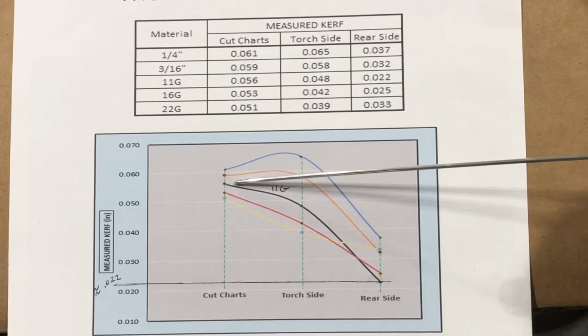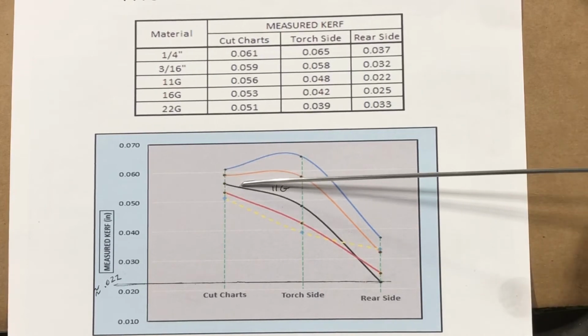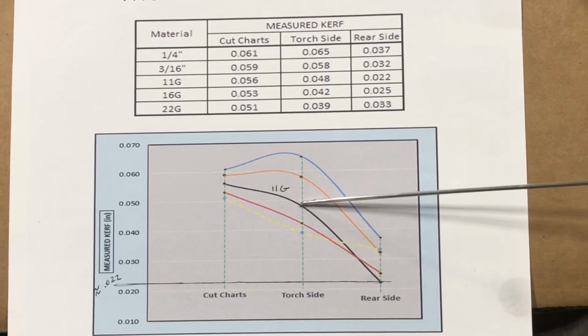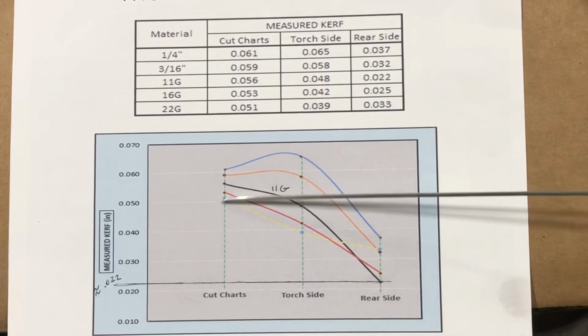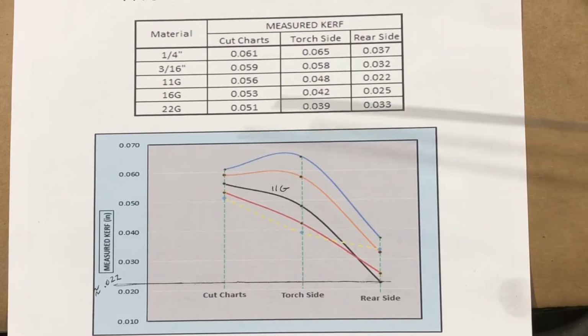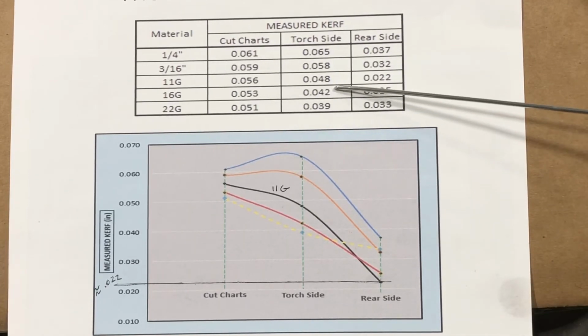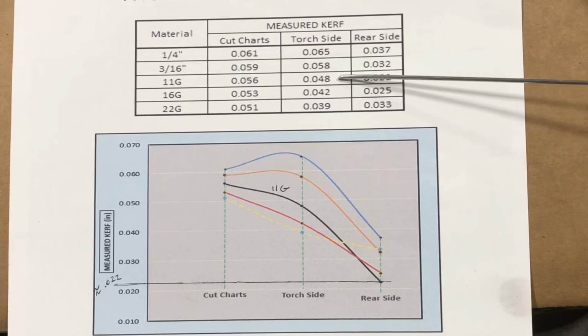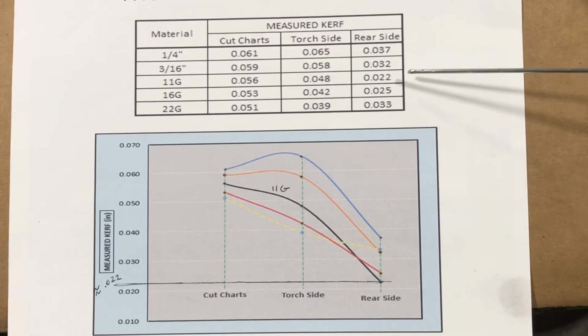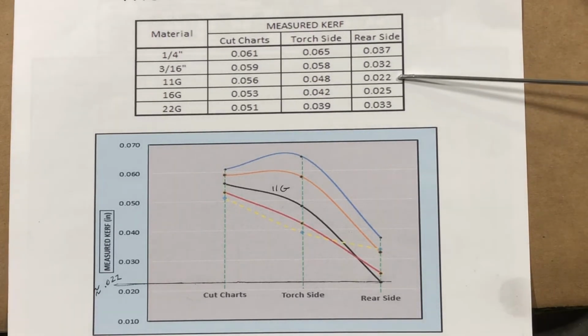Well, here's the value that was used out of the cut charts. Here's the 56 thousandths. But the torch side was smaller than that. The torch side wound up being, let's see, over here, 11 gauge, 48 thousandths. And the back side being 22 thousandths.